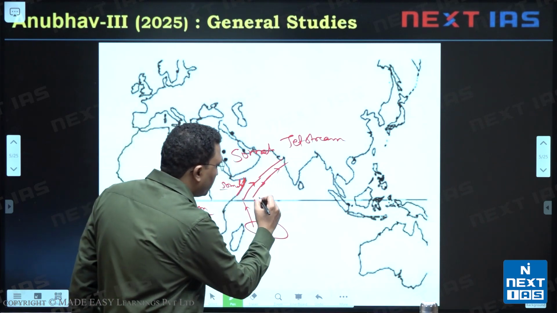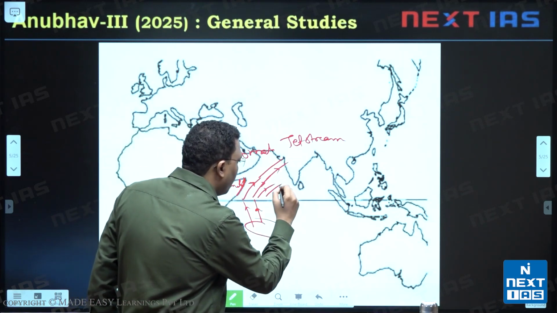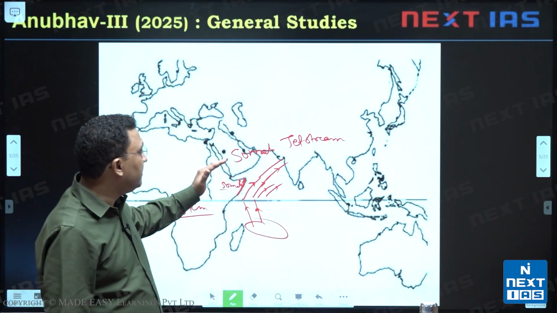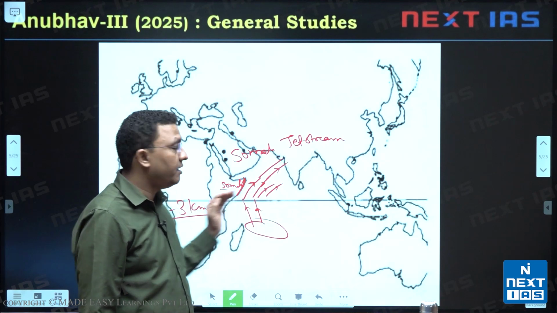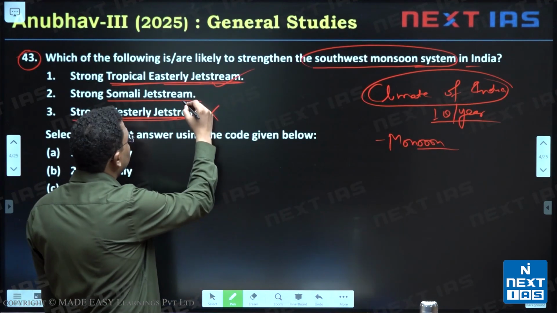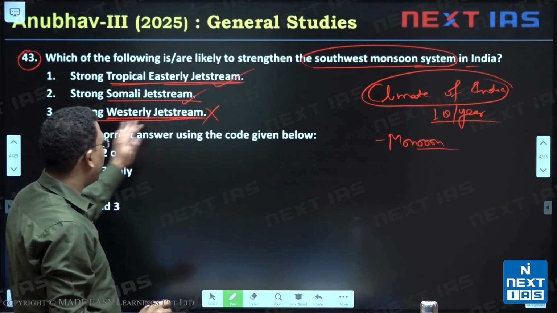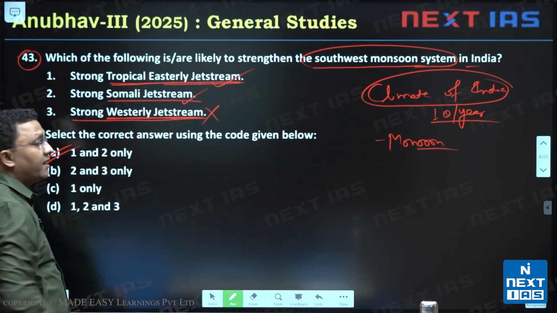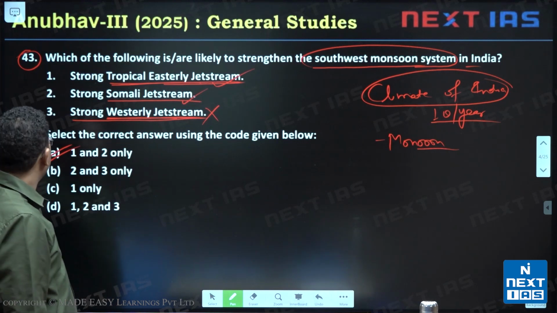helps the southwest monsoon that is moving on the oceanic surface level reach towards India, right? So that means a strong Somali jet stream will actually strengthen the southwest monsoon system. So that means 2 is correct. Only the third is incorrect. So the correct answer here will be A, 1 and 2 only.